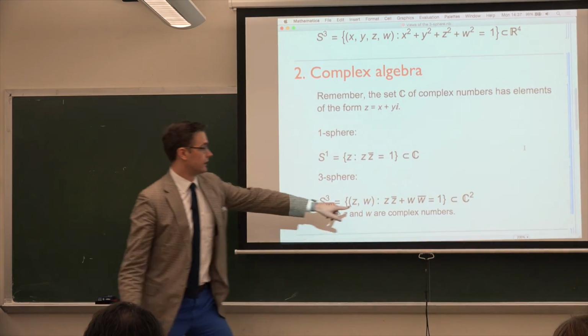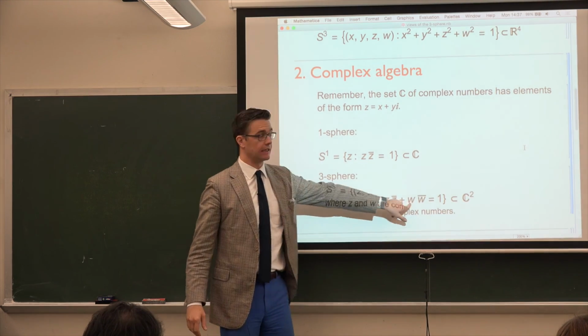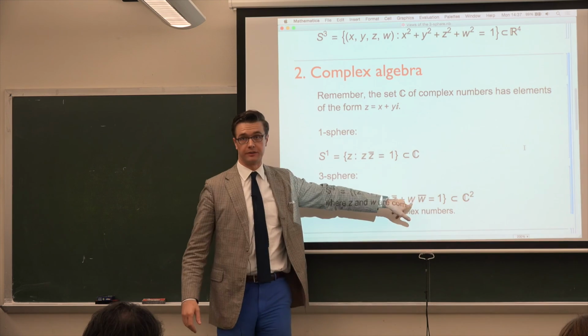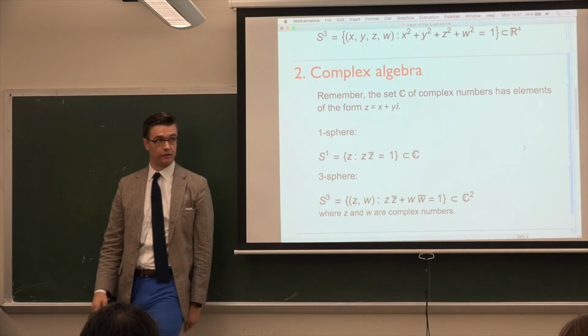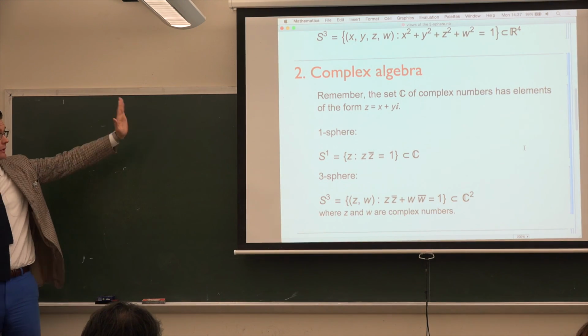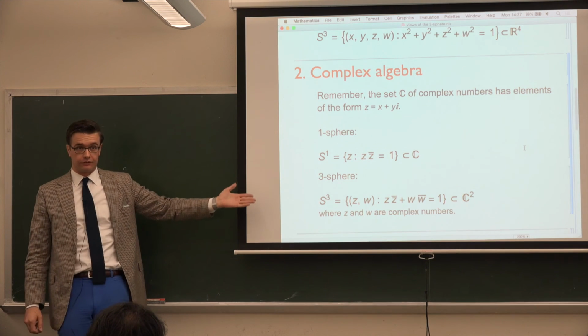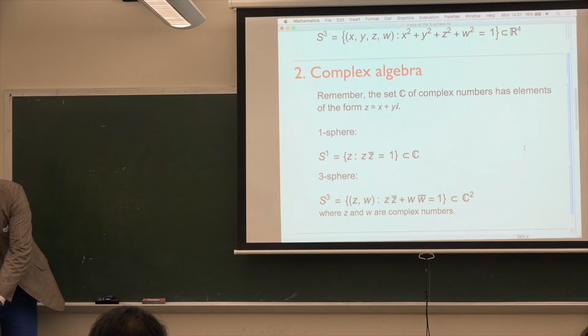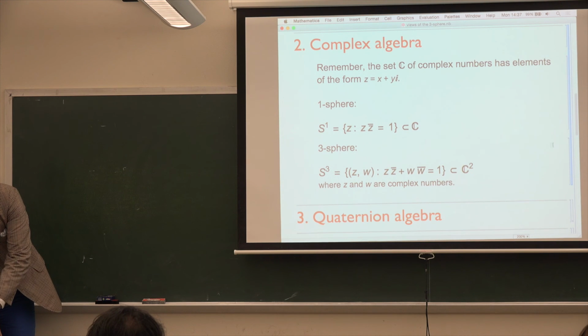And again, if you write z as x plus i times y and w as a plus b times i, this is just saying x squared plus y squared plus a squared plus b squared is equal to 1. So it's the same thing we had before, but thought of in a different way, and often a useful way. Okay. Now, there's yet another way to think about this algebraically.